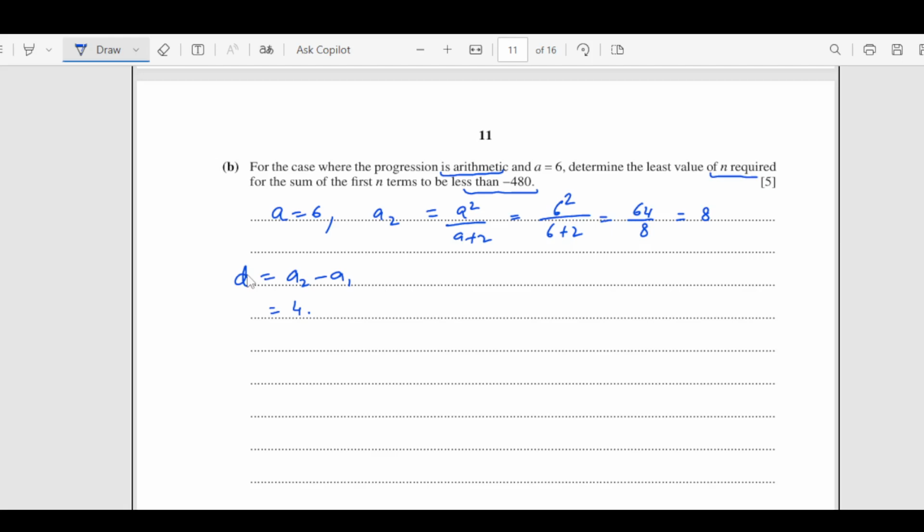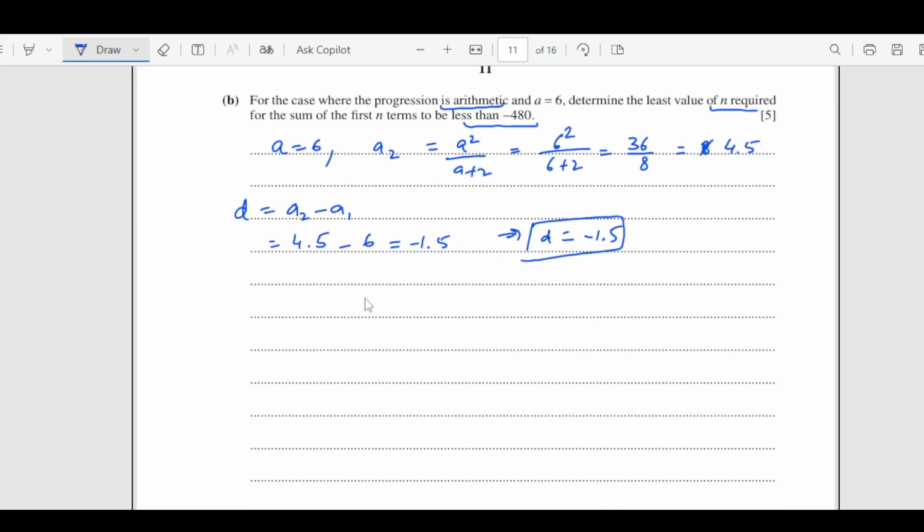Something is wrong, sorry. 6 squared is 36, so 36 divided by 8 gives us 4.5. So a2 is 4.5, minus a1 which is 6, so this is negative 1.5. So our common difference is negative 1.5. Now what are we looking for? The sum of the first n terms.